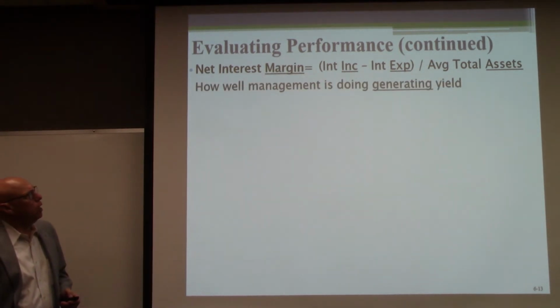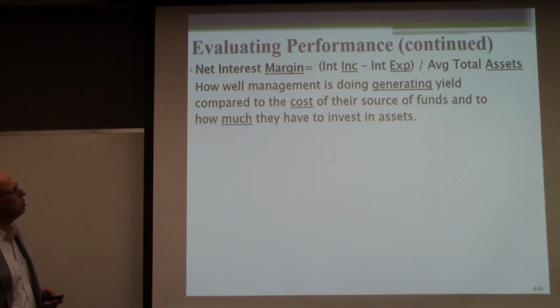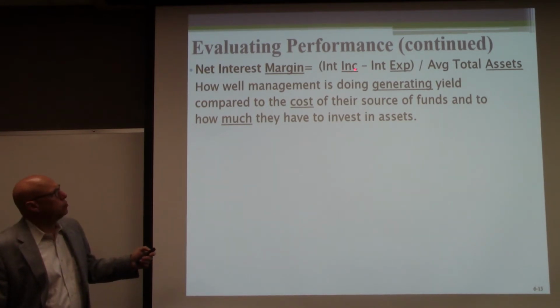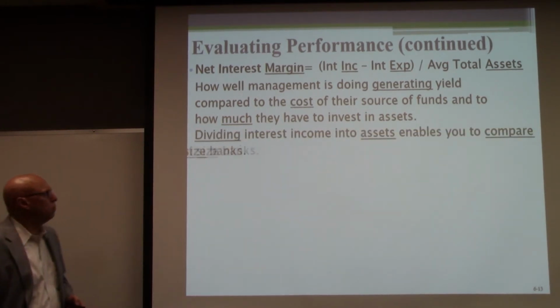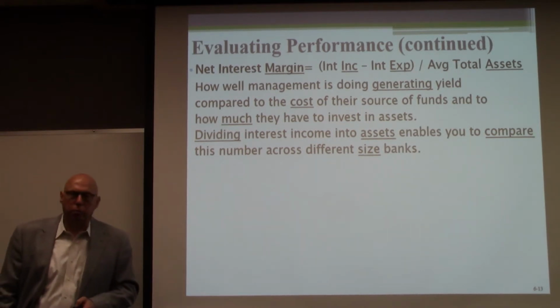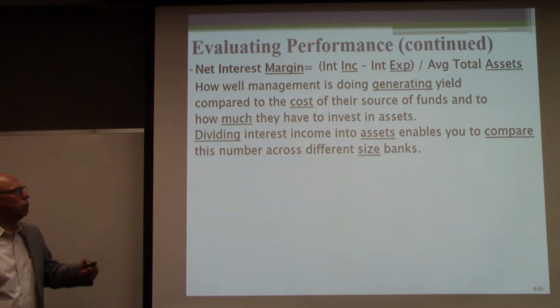And this measures the job management is doing, generating yield compared to the cost of funds and compared to how much dollar value they have invested in assets. So basically we are taking our net interest income and turning it into a standard unit of measure. That's what this is. Dividing interest income into assets enables you to compare this number across different size banks. How's a large bank doing relative to a small bank in terms of generating net interest margin?